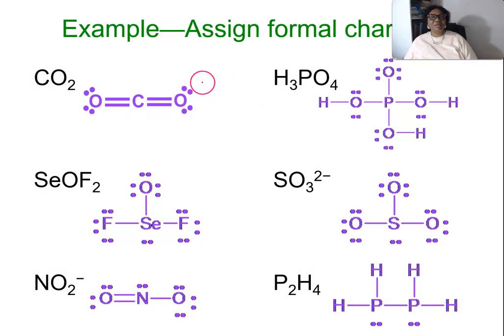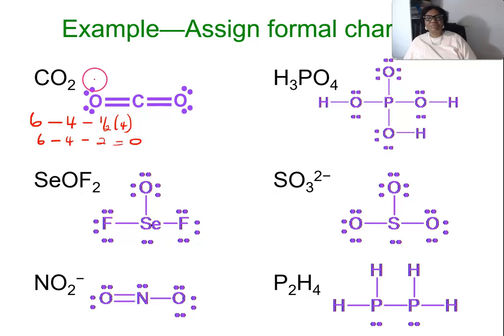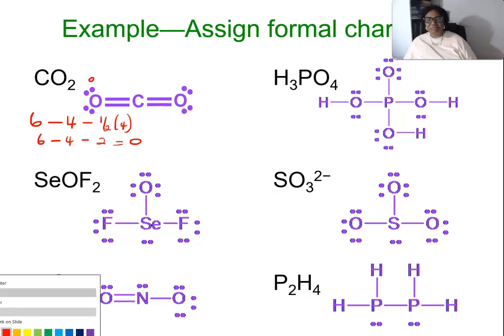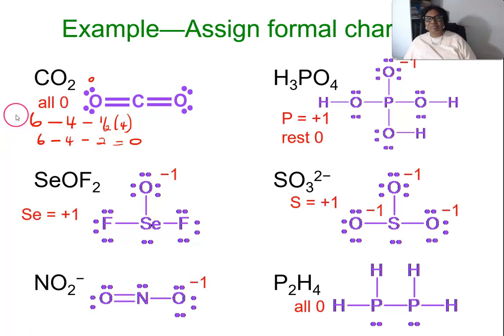So let's do this example. Let's try this oxygen. Let's calculate it. Valence electron is 6. Non-bonding electron is 4. Bonding electron minus. So it's 6 minus 4 minus 2. This is 0. So this is 0. Carbon. So after that, we clean that and do that for carbon. This is oxygen.